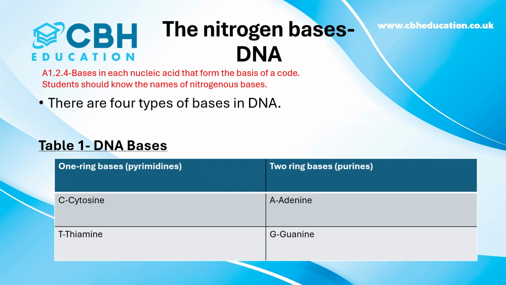The nitrogen bases in DNA. So, the one-ring bases, which are pyrimidines, are cytosine and thymine. The two-ring bases, which are purines, are adenine and guanine.